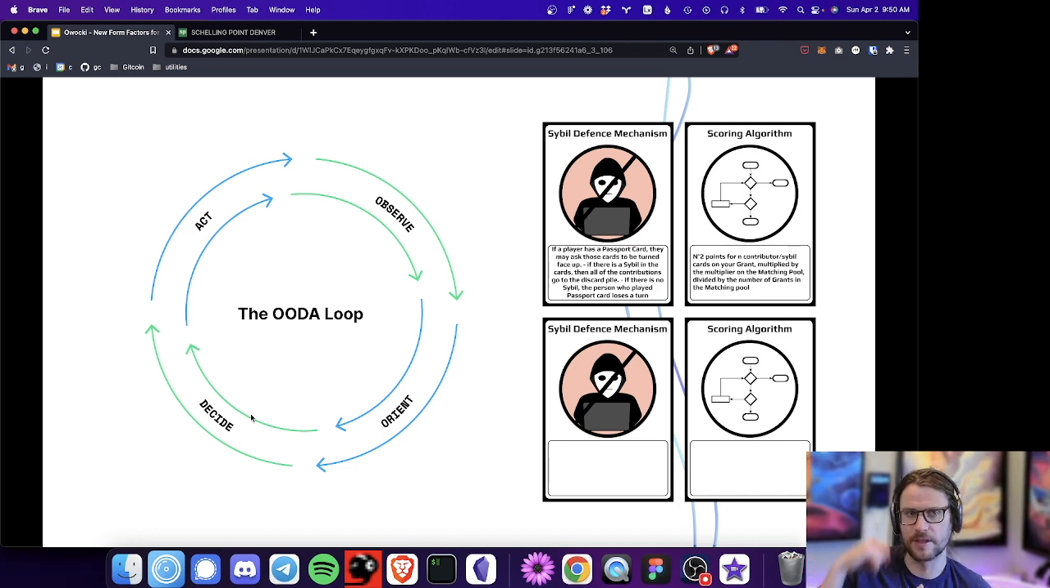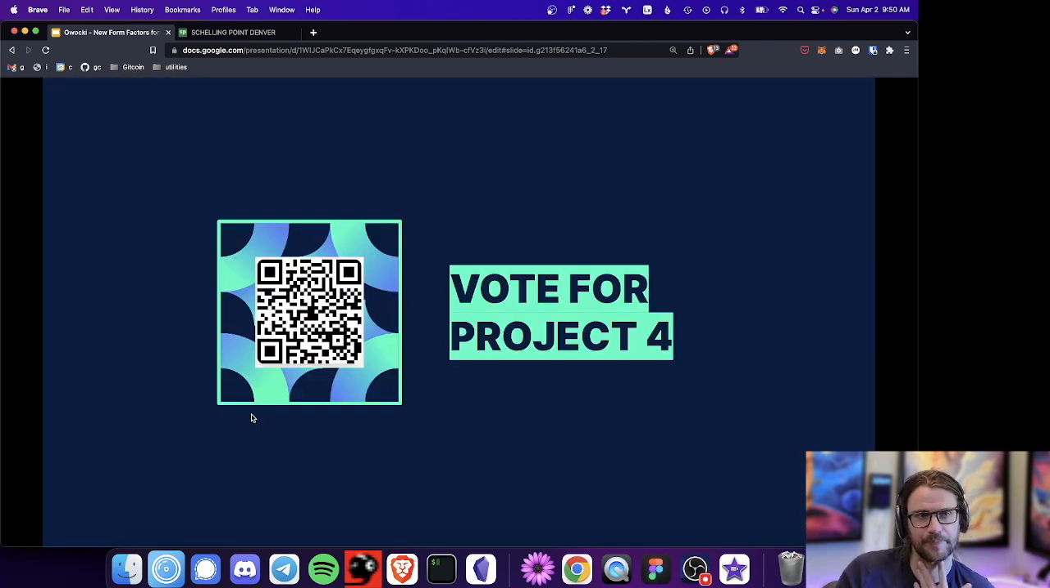So the design space of the quadratic funding game right now on Gitcoin and other projects like CLR Fund only spins every 3 months or so. Only goes through the OODA loop every month or so. What if we could go through it 10 minutes at a time and speed run the evolution of quadratic funding? That's Project 4. If you want to vote for Project 4, you can scan that QR code and vote for it.